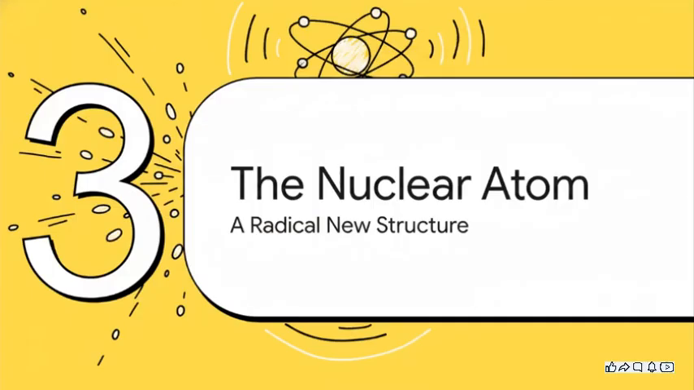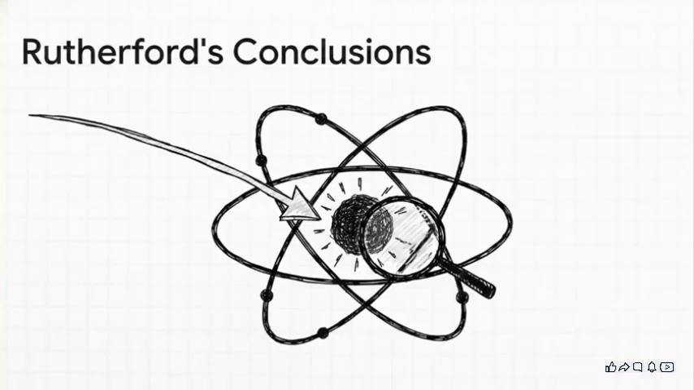Moving on to Chapter 3, the nuclear atom. So those ricocheting alpha particles meant the atom's internal structure was something completely different. Rutherford drew 3 massive conclusions here. 1, since most particles flew straight through, the atom is actually mostly empty space. 2, because a few violently bounced back, all of that positive charge must be packed into a super-dense center. And 3, that center, which he called the nucleus, takes up a minuscule amount of volume compared to the whole atom.